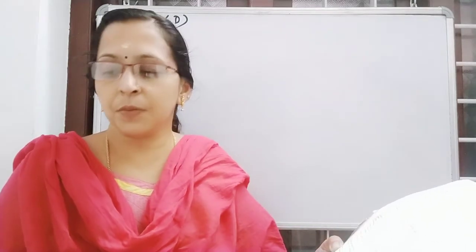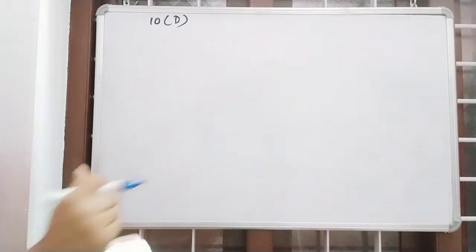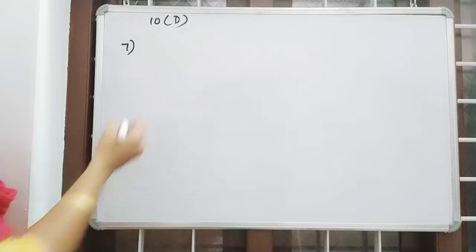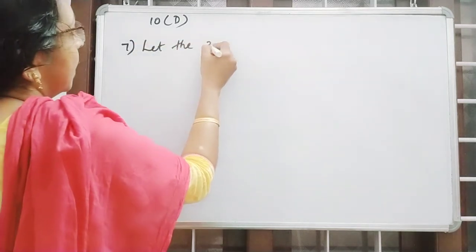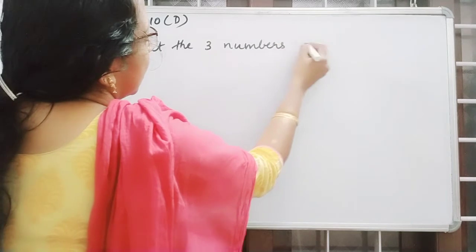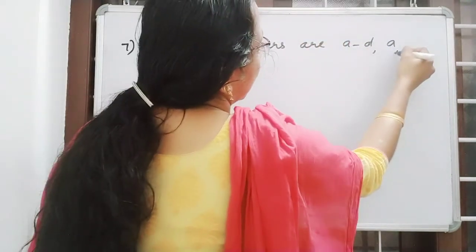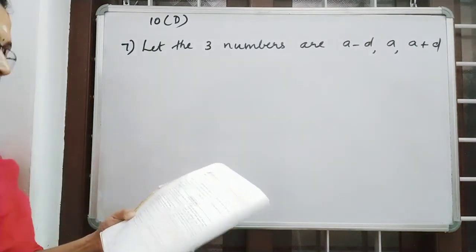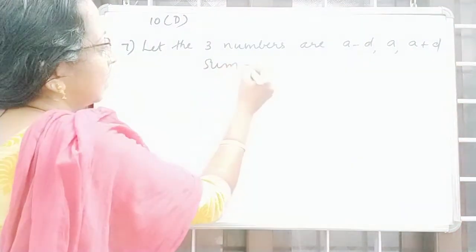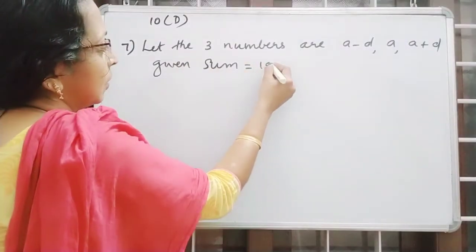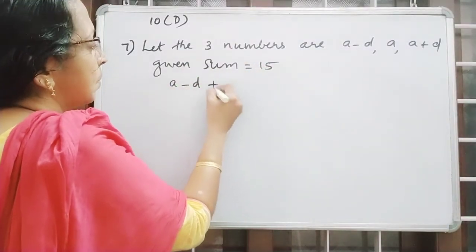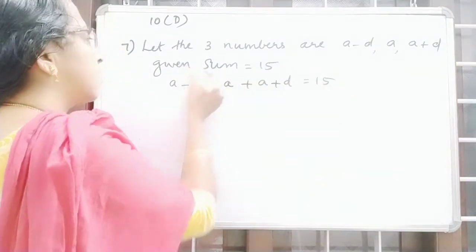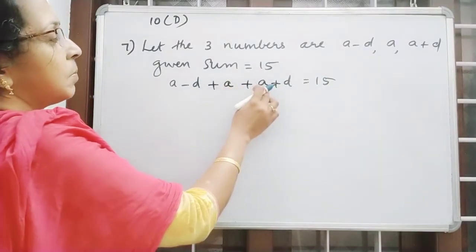Sum of the 3 numbers in AP. Let the 3 numbers be, how can we represent? Let the three numbers be A minus D, A, A plus D. Given, the sum of these three is 15. So how can we write? A minus D plus A plus D is equal to 15. No need of writing this directly, you can write this. A minus D plus A plus D.